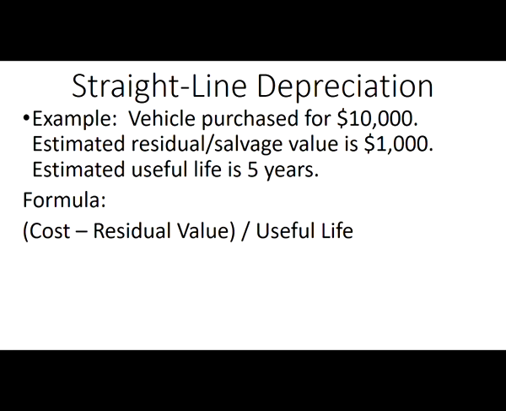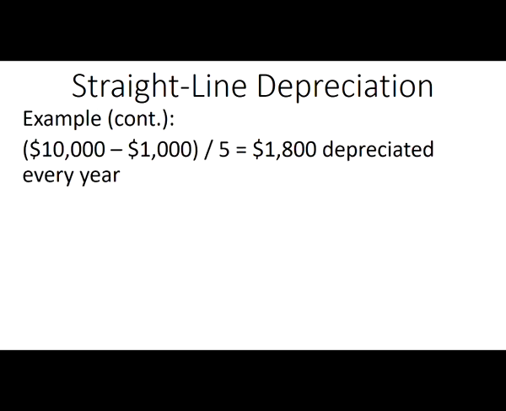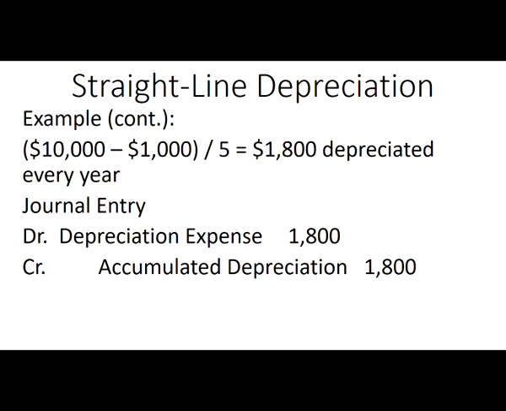And for our purposes here, it's cost minus residual value. For example, it's 10,000 minus 1,000 is 9,000 obviously, divided by 5 is 1,800 depreciated every year. That depreciation every year drives us to this journal entry. Depreciation expense 1,800, accumulated depreciation 1,800. Again, we're determining the number in the journal entry. The journal entry doesn't change.